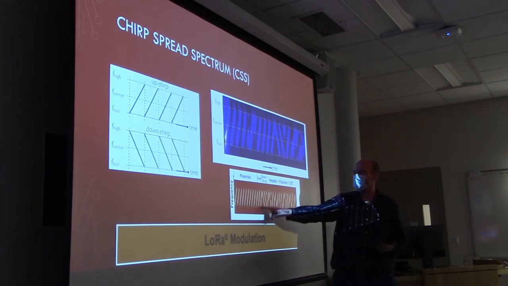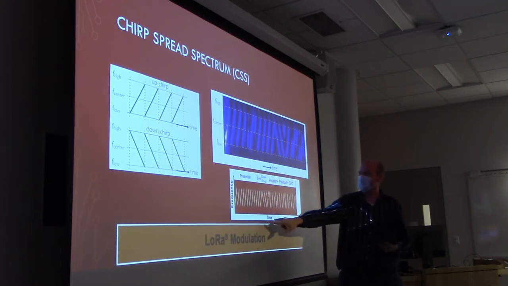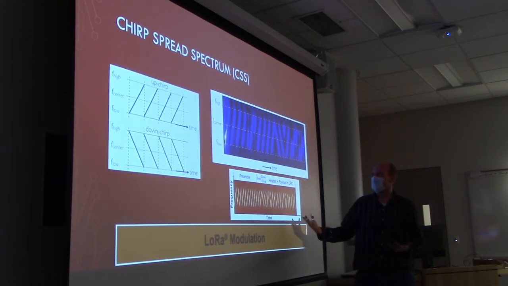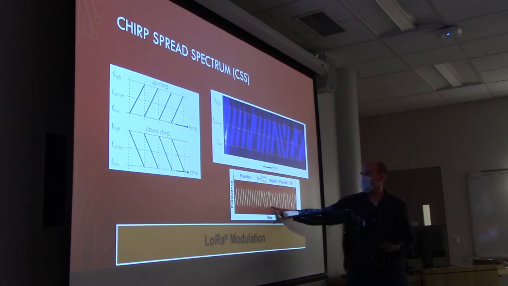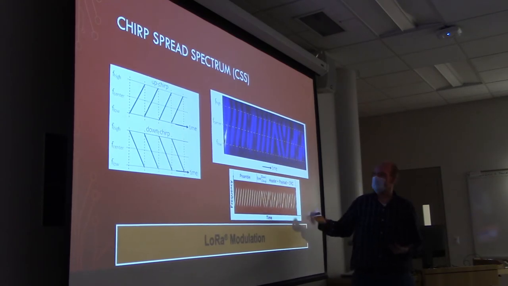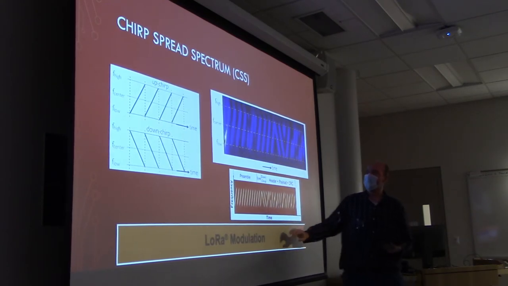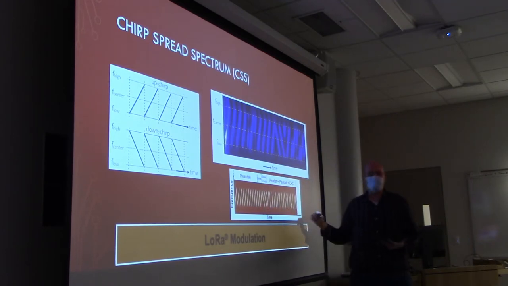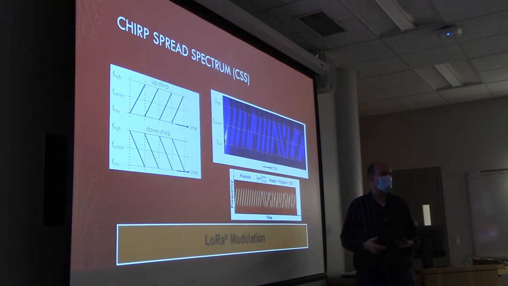And then for synchronization, there's a down chirp. So you get up chirp, up chirp, down chirp, which tells you when you actually have the start of something that matters. And then there's a header, payload, and a CRC, and most of it doesn't matter. But this is actually what it looks like in terms of frequency versus time for sending data over a LoRa radio.